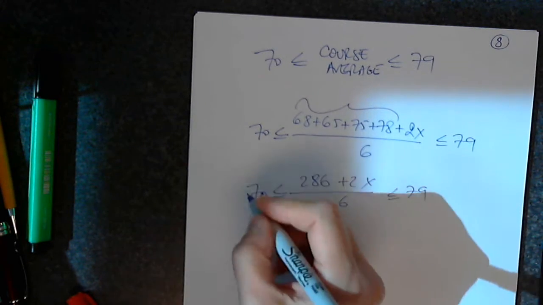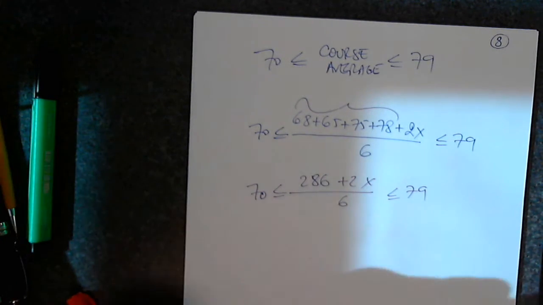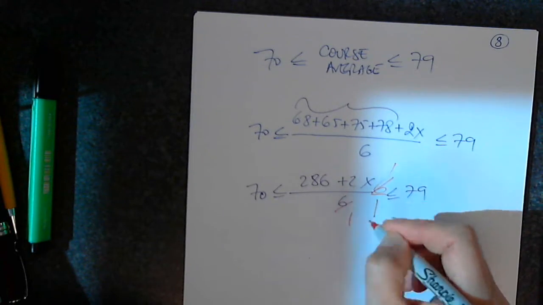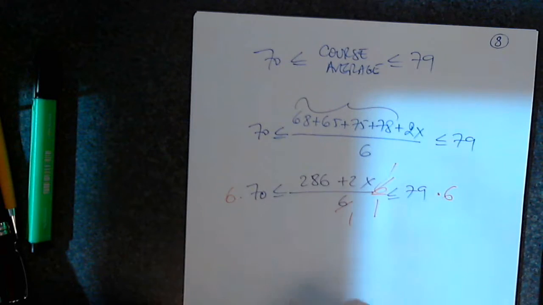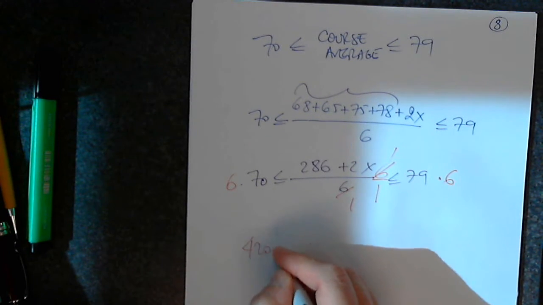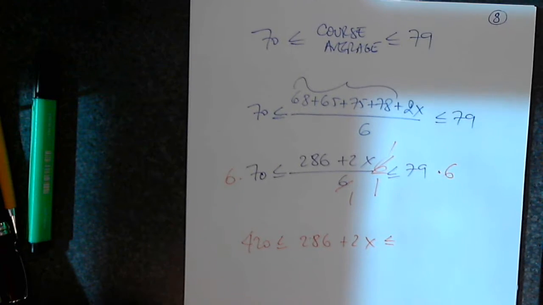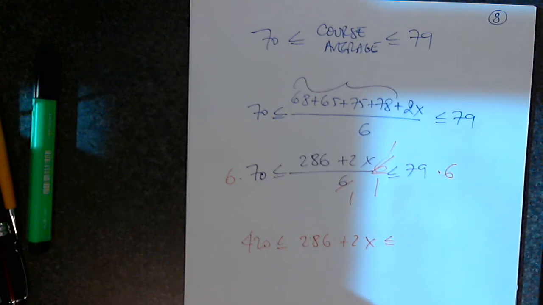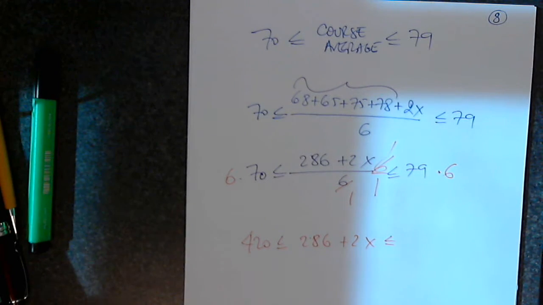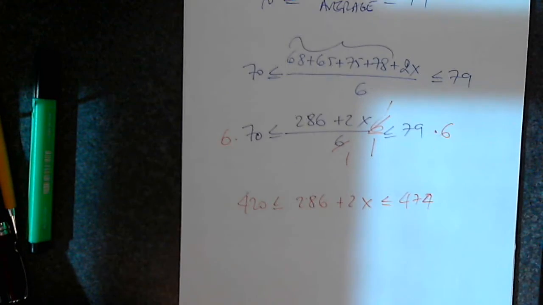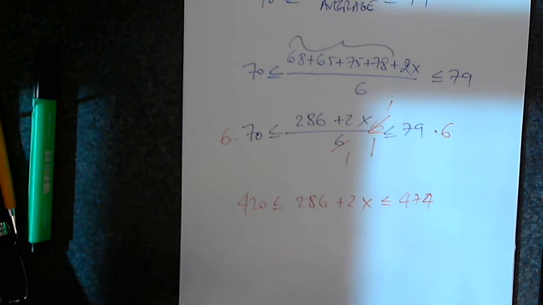Everything by 6. So I multiply the left-hand side by 6, the middle by 6 over 1 because it's easier to see what I have to do. So I have 420 less than or equal to 286 plus 2x less than or equal to, if anyone can give me 79 times 6. 474. Oh, okay. Okay, what will be the next step?